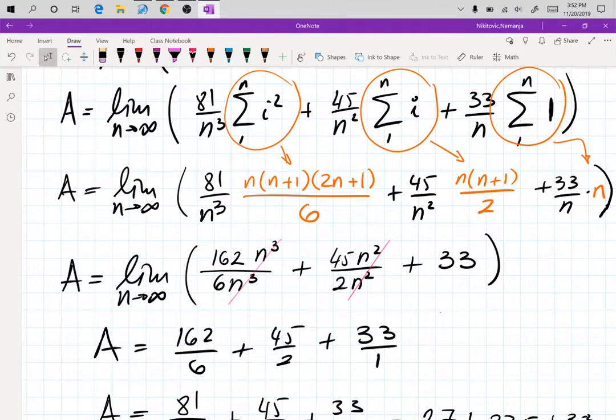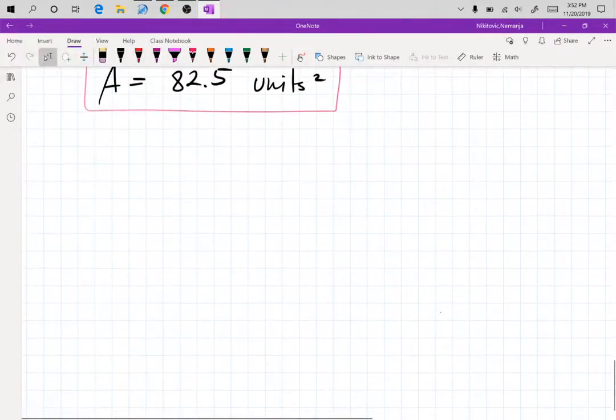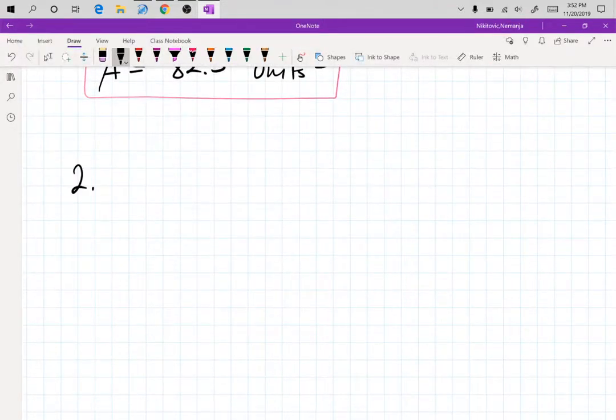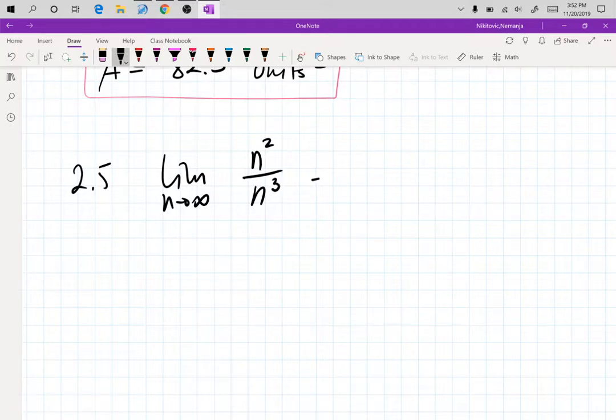Because all other terms will have a degree less than n cubed. Our denominator has n cubed. So only the highest degree term will survive. The rest of them, the limit will kill them. This is from section 2.5 on limits. If you have the limit as n goes to infinity and you have some kind of n squared divided by some kind of n cubed, it's immediately 0.